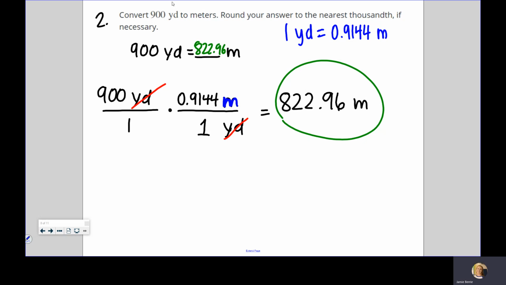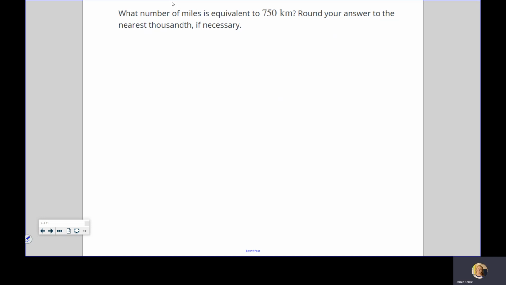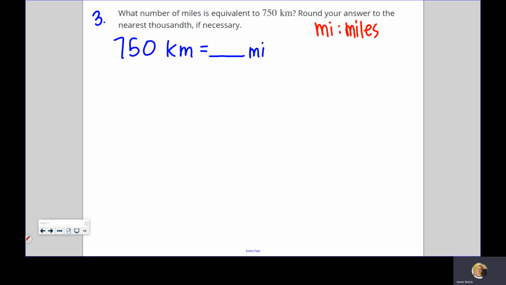All right, we have a couple more. This is number 3. This is kilometers to miles. What number of miles is equivalent to 750 kilometers? So 750 kilometers equals blank miles. MI is the abbreviation for miles. Be careful and don't get that confused with meters. M is the abbreviation for meters. MI is miles.